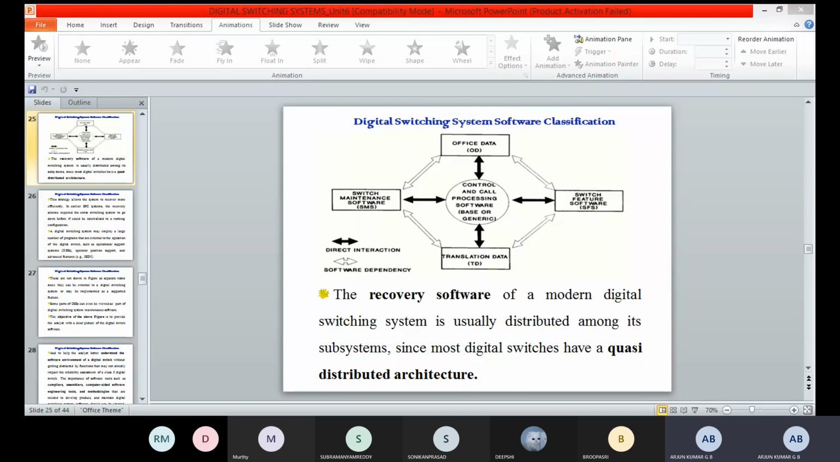Suppose if you go for the software parameters, like the size of automatic message counting registers, the size of AMA, automatic message counting. It means they can use it for recording, that is, generating the pulse. We generate pulses, and based on the generation of pulses only we can fix the charge.